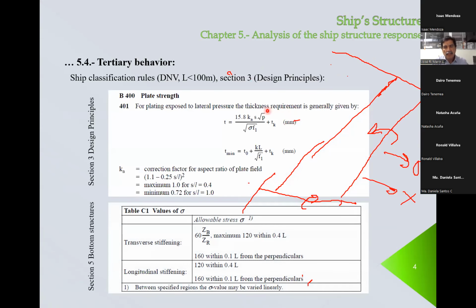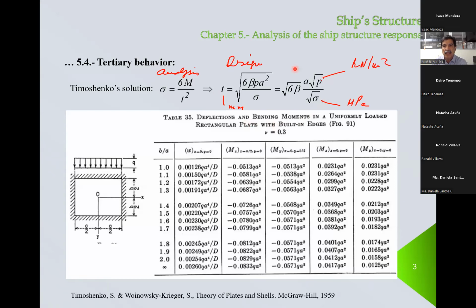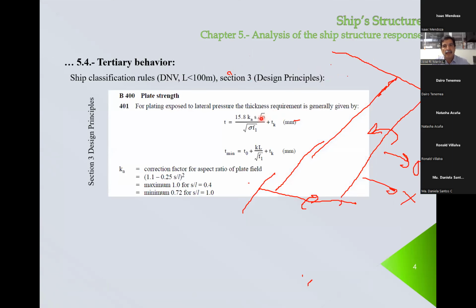Here, this is the expression that we see in the classification rules. We are going to review this maybe today or on Thursday, okay? And you see that this expression here is a constant A square root of P square root of sigma. And that's what we have here. It's a constant S, that is spacing, square root of P square root of sigma. So basically, this is an application of the previous relation that we deduced in chapter 4. Basically, that's what it is.